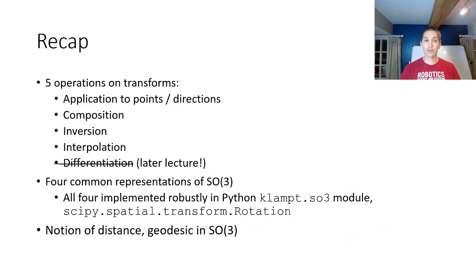Okay. So to recap, we've looked at these different operations on transforms. We've looked at 4 so far. At some point in later lectures, we're going to be talking about velocities, but we've talked about application, composition, inversion, and now interpolation. Each of the 4 common representations of rotation matrices are going to be implemented in many different software packages, such as Klamp't's math.so3, and also SciPy has a robust implementation of these as well. And we also talked about some of the notions of geodesics and distances in SO3.